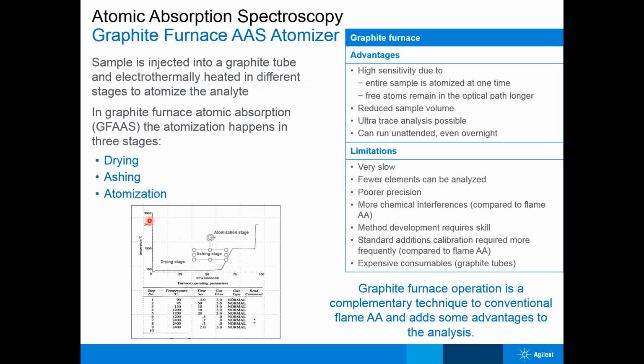The second atomizer technique with AAS is the graphite furnace. Yes, it is a very sensitive technique, and you can also call it the GTA, graphite thermal analyzer or graphite thermal atomizer.